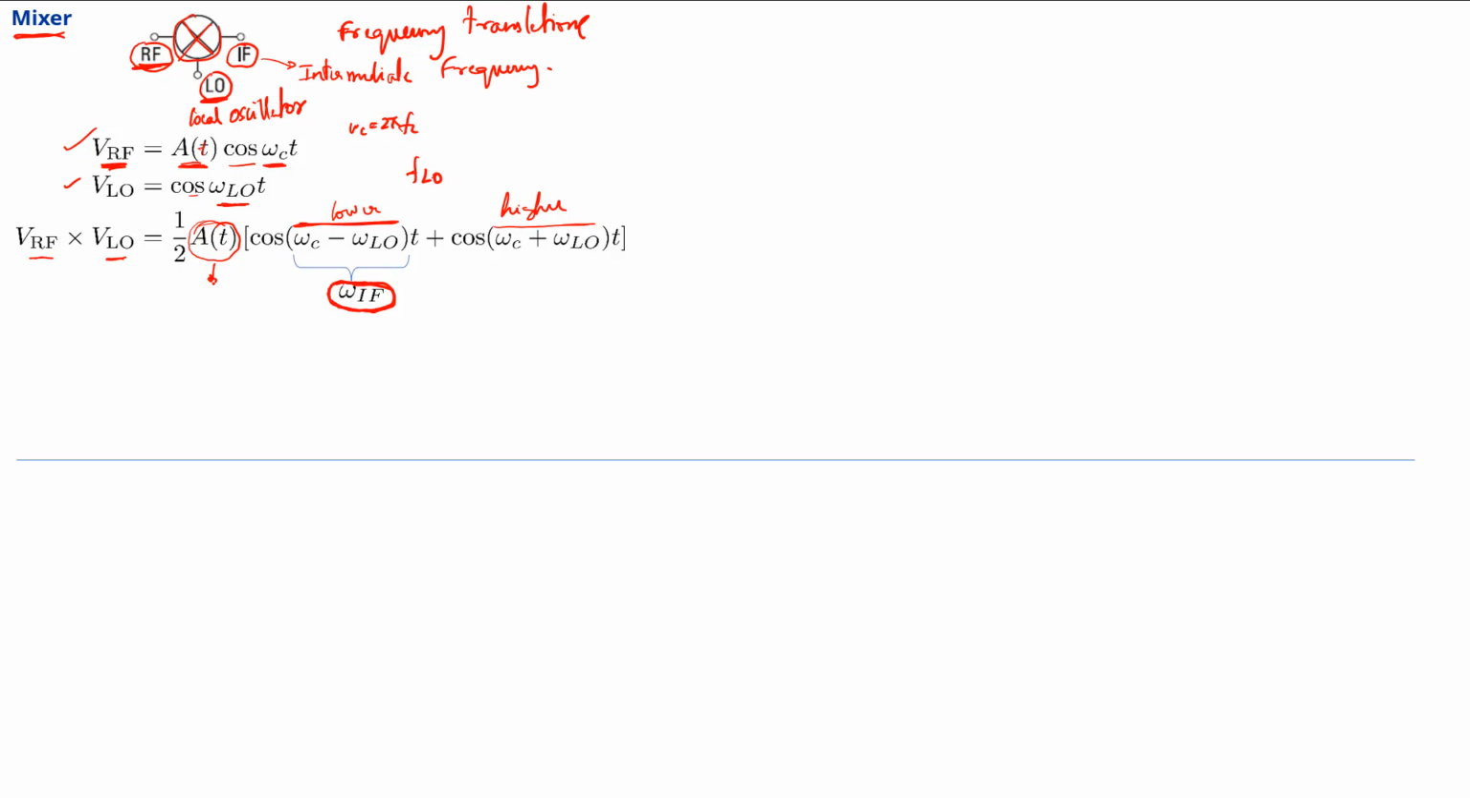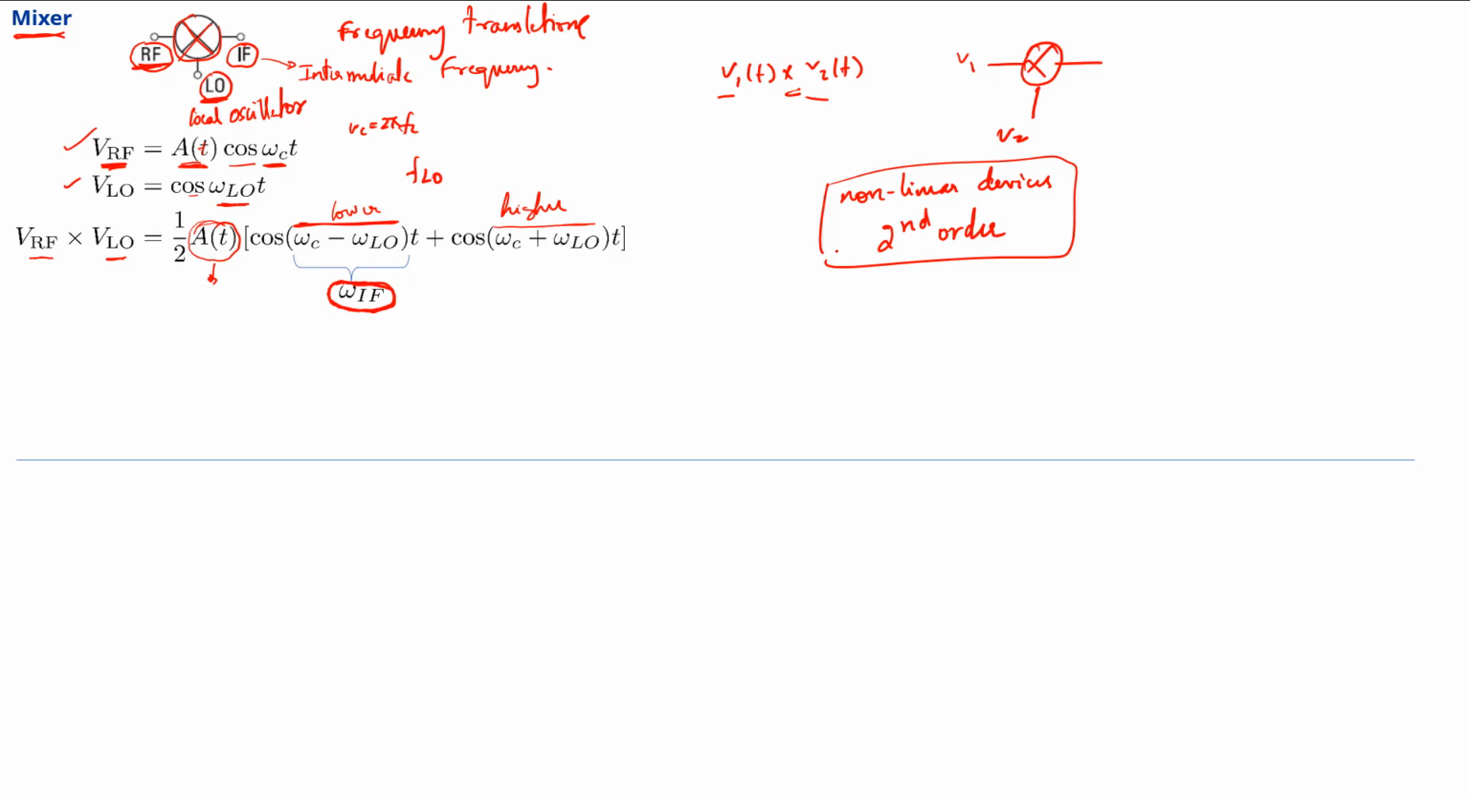Now, how do we get V1 of t times V2 of t? How do we multiply these two signals V1 and V2? The essential building block is any non-linear device with second order non-linearity. We have seen that a transistor has second order non-linearity because it is a square law device, or it could even be a diode for that matter. One thing to notice, when we multiply these two signals, we do get a high frequency signal here.